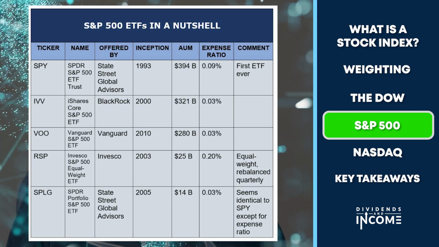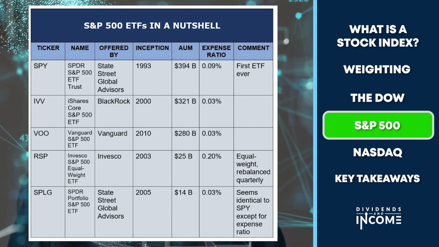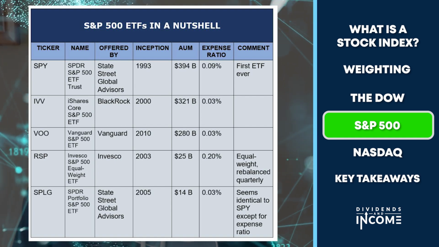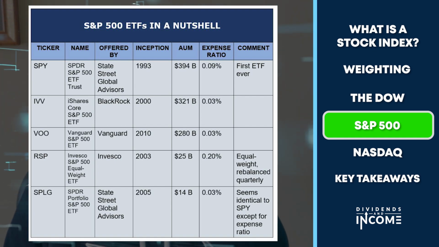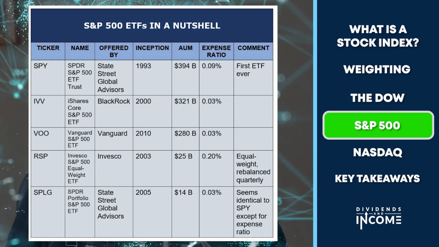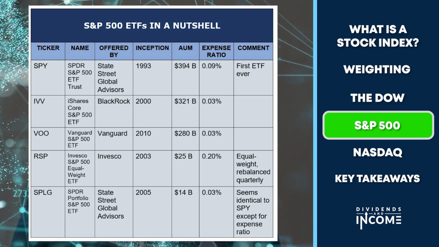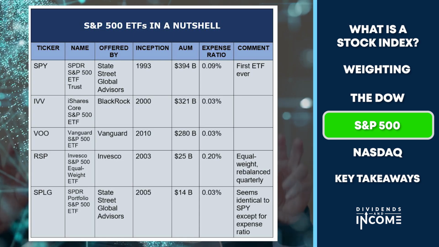As of the end of 2020, more than $13 trillion is indexed or benchmarked to the S&P 500. And as you can tell from numbers like that and from how much money these ETFs have attracted, the S&P 500 is far and away the preferred index for someone who wants to invest in the market.